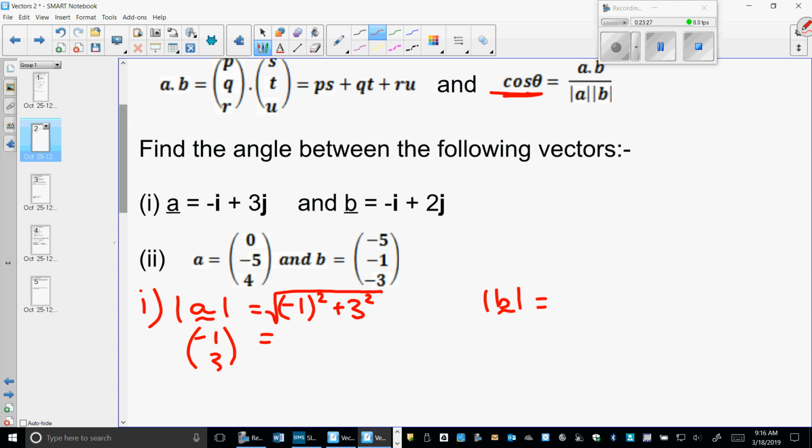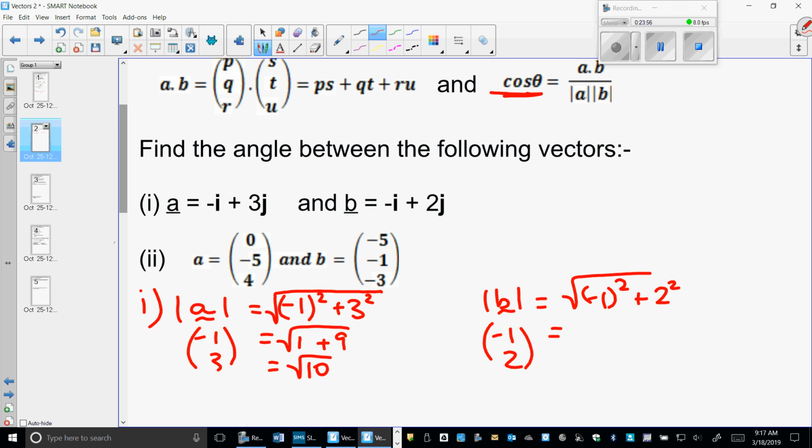What's -1 squared? And what's 3 squared? And what's 1 plus 9? So that's root 10. And what's the length of B? The square root of -1 squared plus 2 squared. 1 plus 4, square root of 5. Lovely. So that's our first bit of information we need.